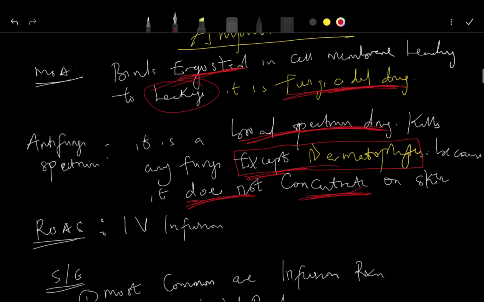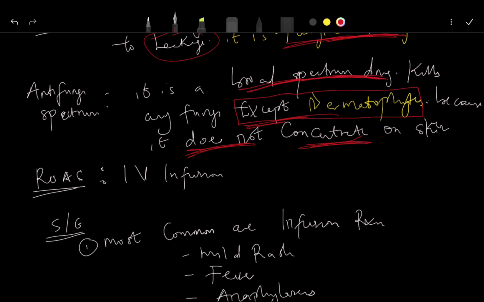How do you give amphotericin B? You give it by IV infusion. You don't give it orally; it is solely given as an IV infusion. This is one of the limitations of amphotericin B also, because imagine a drug that you can only give by IV infusion. It means anytime you want to give this drug, the patient must be in the hospital.